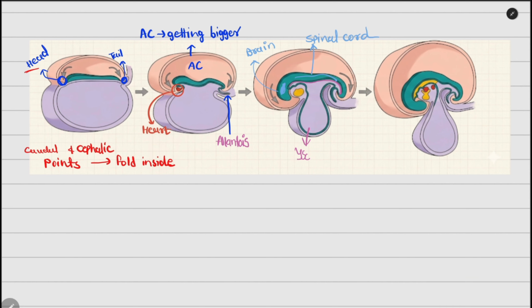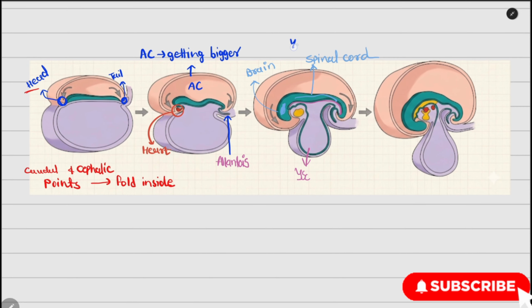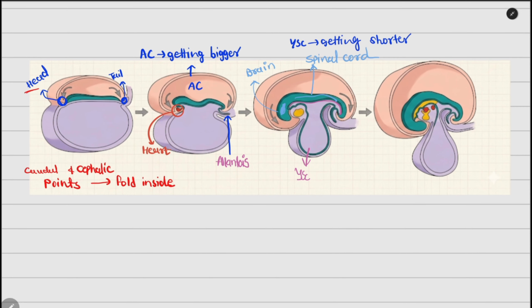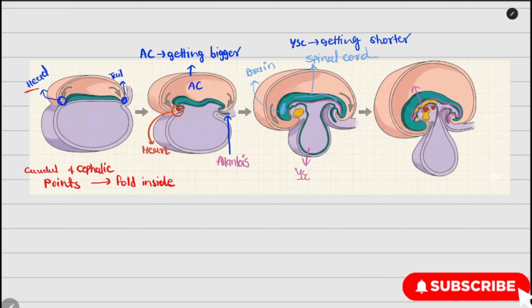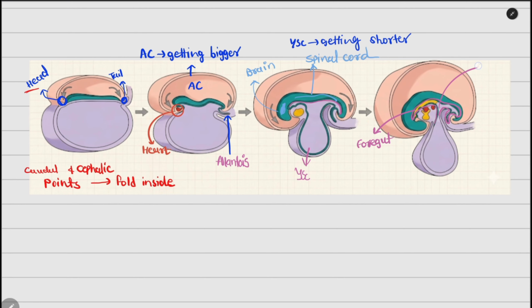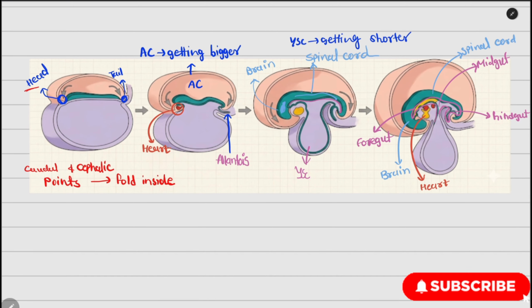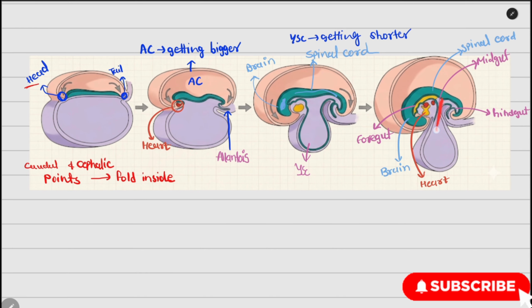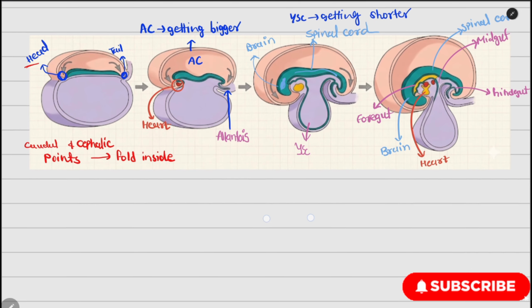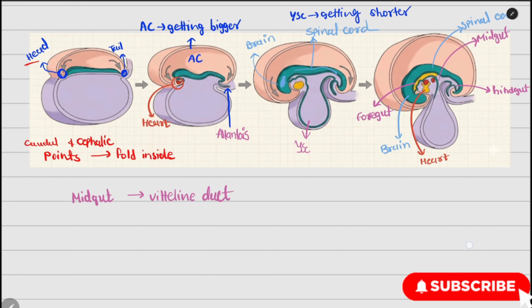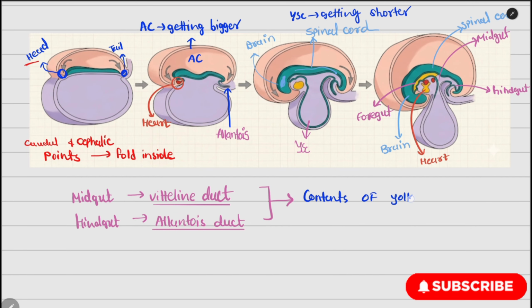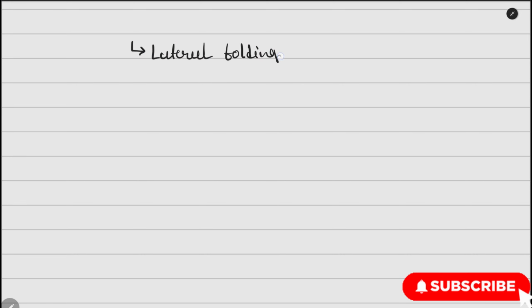And now as we can see here, the yolk sac cavity is getting shorter as time passes. We know from the endoderm we will get the gut tube. This is the foregut, midgut, and hindgut. But the gut tube is connected with the yolk sac cavity, as we can see here. The midgut is connected by the Vitelline duct, and the hindgut is connected by the Allantois duct. These tubes are contents of the yolk sac, and these ducts regress as time passes. This was cephalocaudal folding. Now we will understand lateral folding.